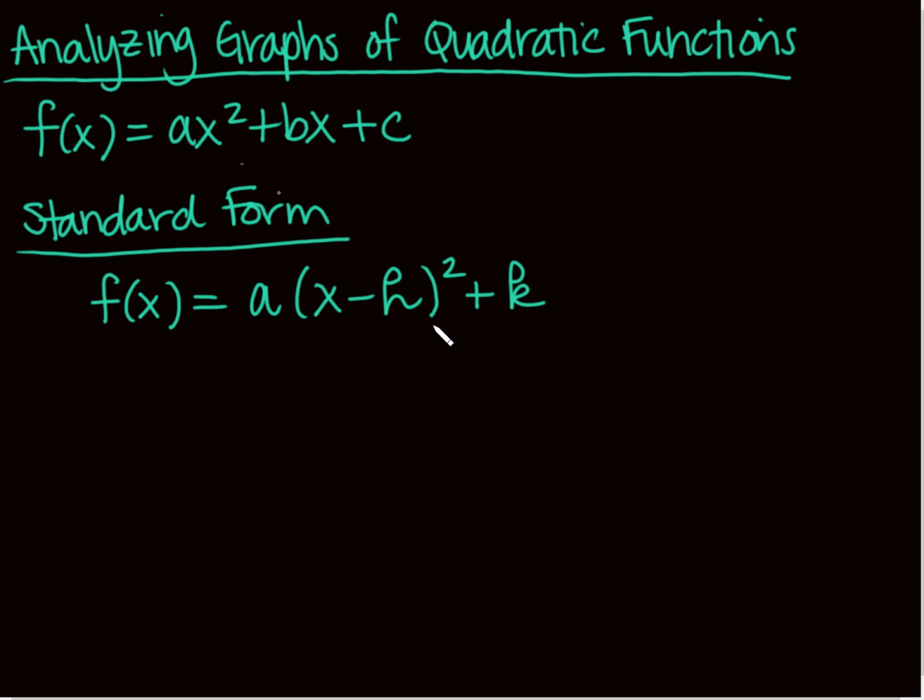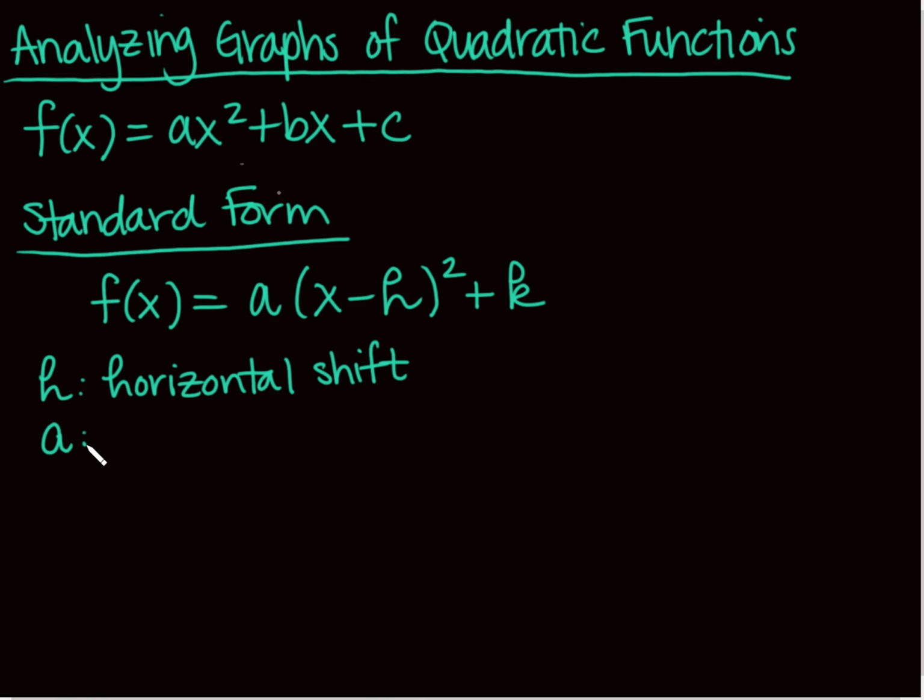And if you notice, if I asked you what the parent function for this was, it would be x squared. And then there's some stuff we can do here. The h here is going to give us the horizontal shift, depending on whether h is positive or negative. If h is positive, it would be a shift to the right, or vice versa. If h was negative, it would become a plus, and so it would be a shift to the left. So that h gives us a horizontal shift.